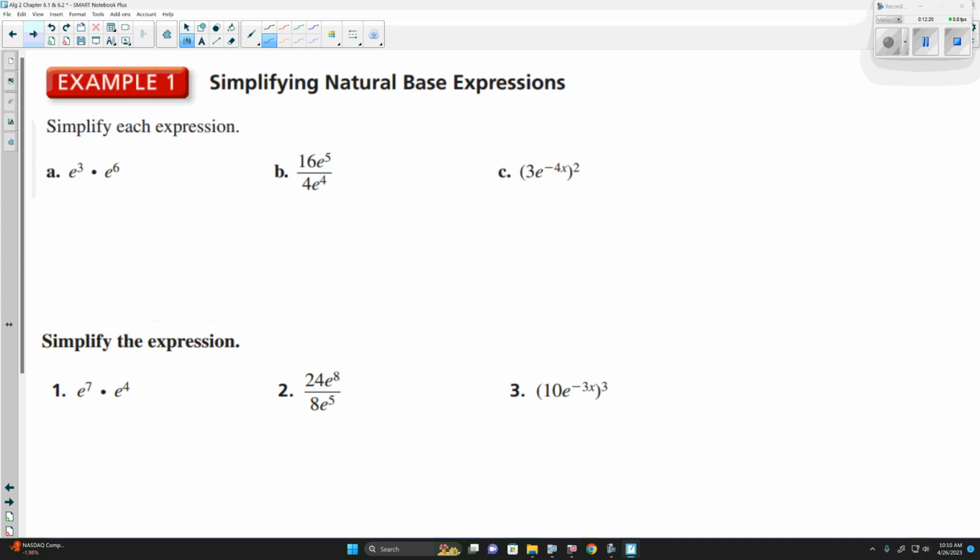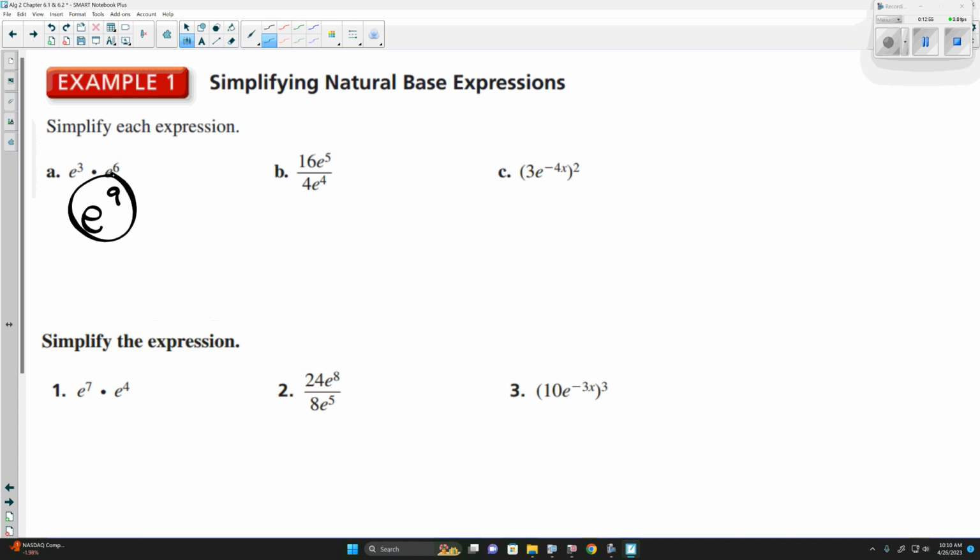Now, we can also do stuff with e. We can treat e just like pi, or like variables, but it does have a special value. So if we multiplied, say, e to the third times e to the sixth, when we multiply like bases, we do what? We add the exponents. So 3 plus 6 is 9. This is the same as x to the third times x to the sixth. Multiply like bases, we add the exponents.